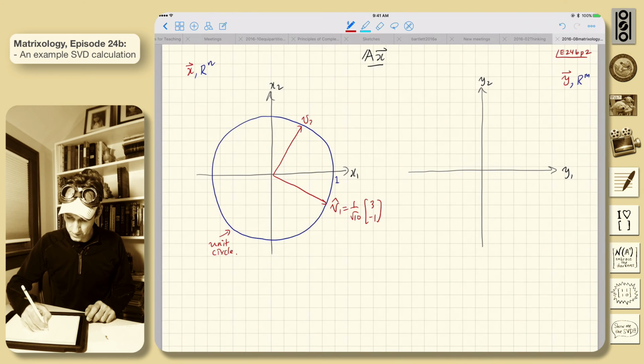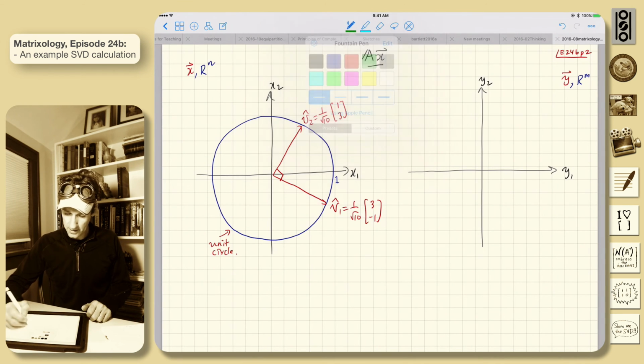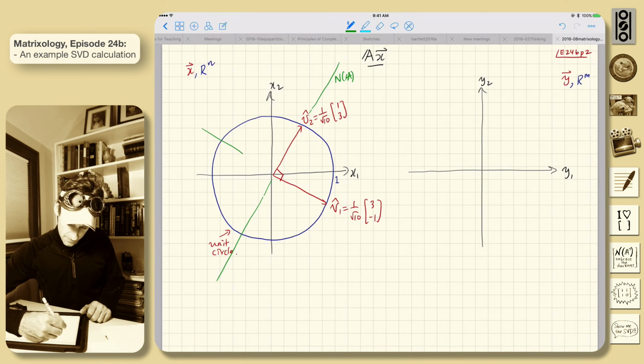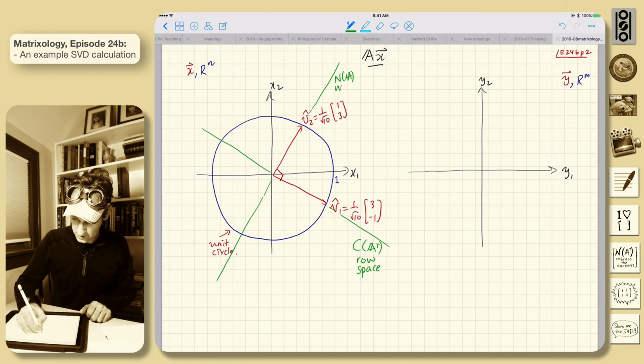And then this is v2, which is 1 over root 10. It's at right angles, and it's (1, 3). Okay. So it turns out that this is the null space of A. Over here, this is the column space of A transpose, which is the row space. So row space, null space.